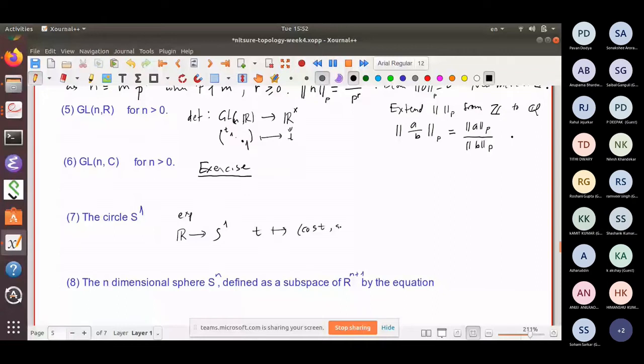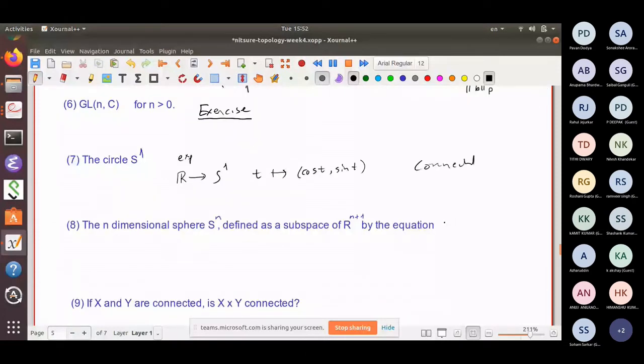This is a surjection and R is connected, so this is connected. Okay, good. Next, let's take the n-dimensional sphere. It is defined by the equation, as you know, x1 square plus, you have to take one more of the x's, so the last one will be x(n+1) square equal to 1.